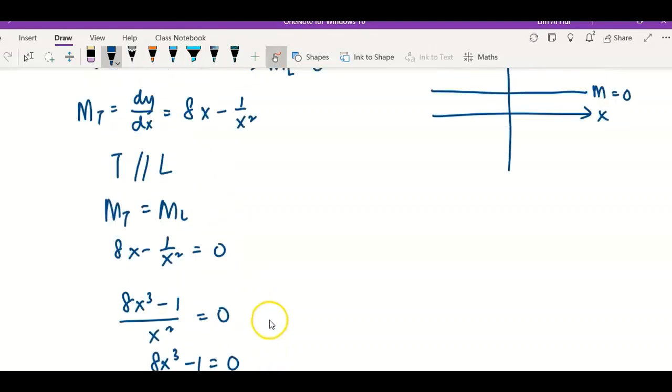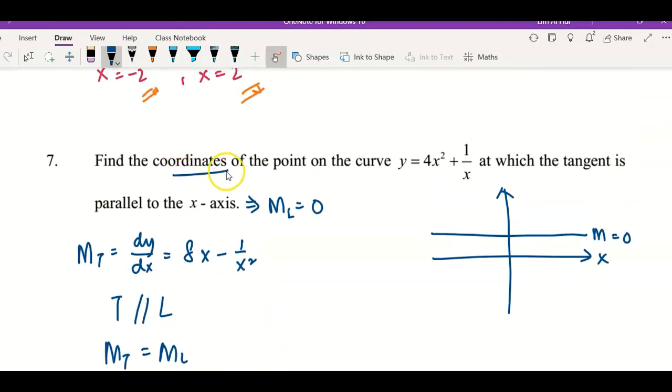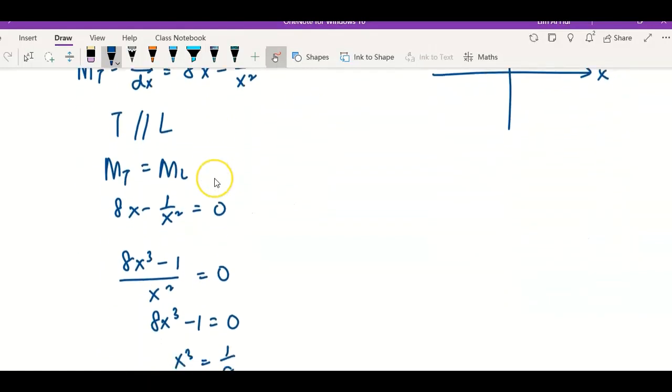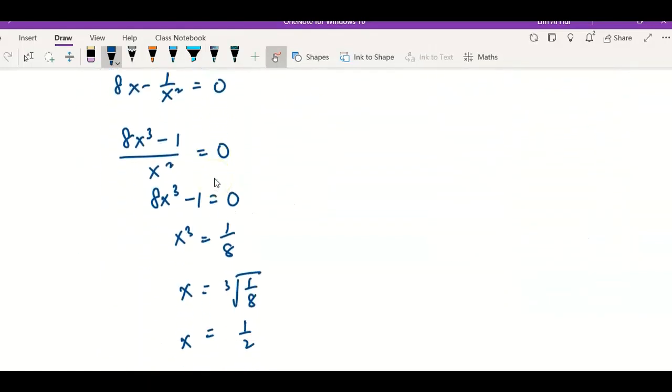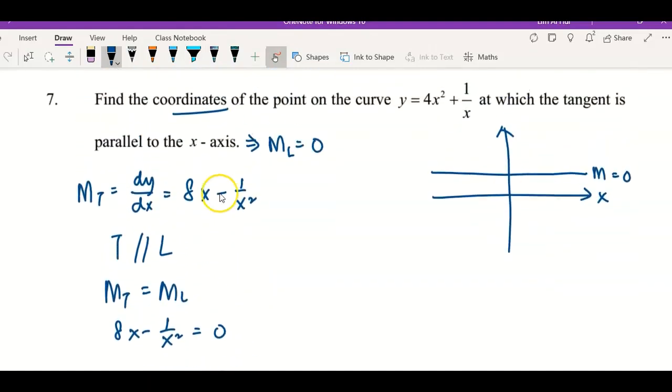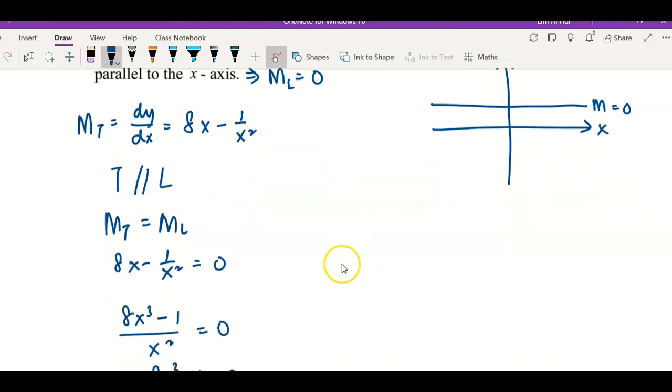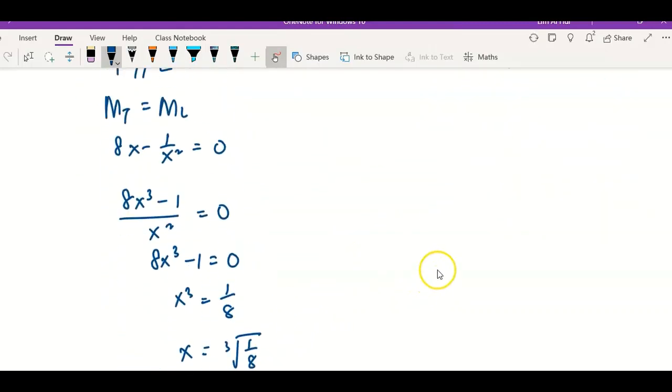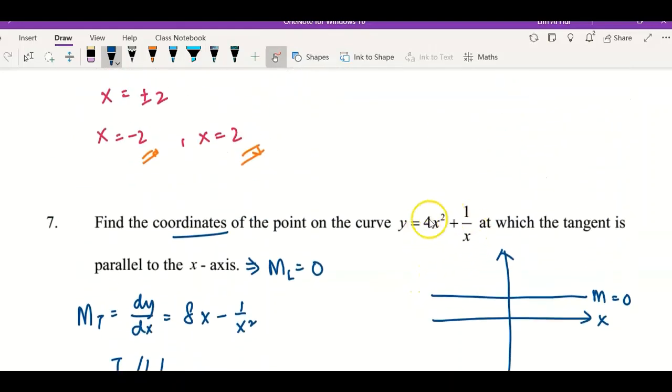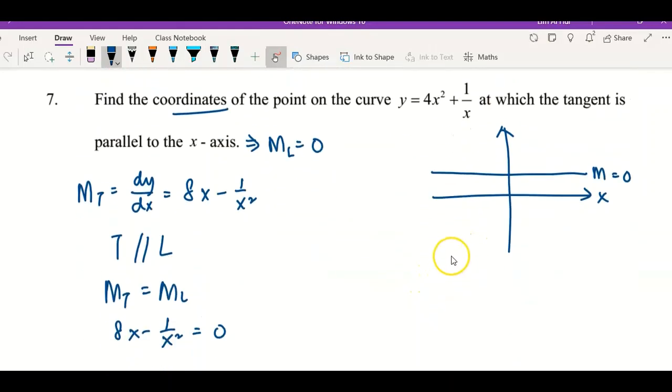And the question asks you to find the coordinates. Coordinates mean that you need to find the y coordinate as well. So the y coordinate is found when you substitute x as 1 over 2 into your curve equation. That will be the corresponding y coordinate.